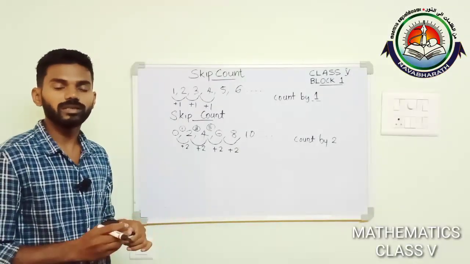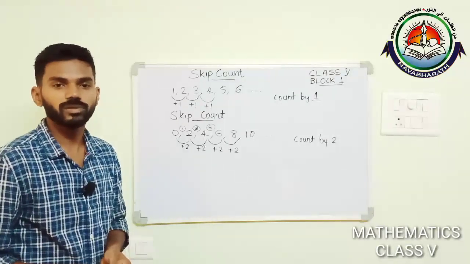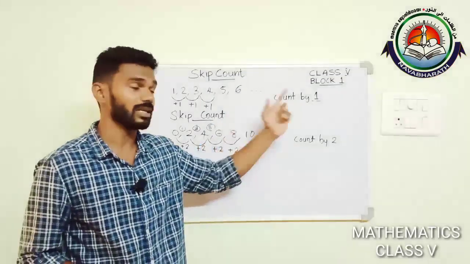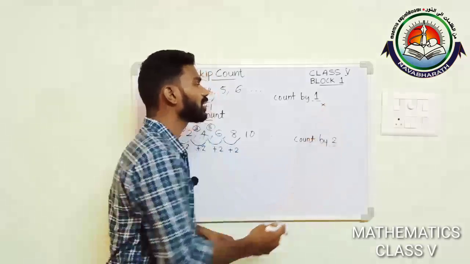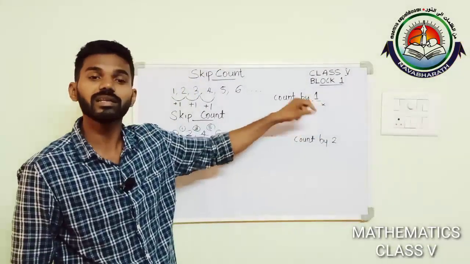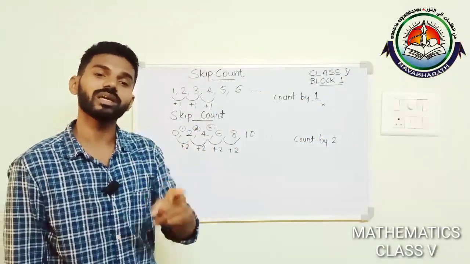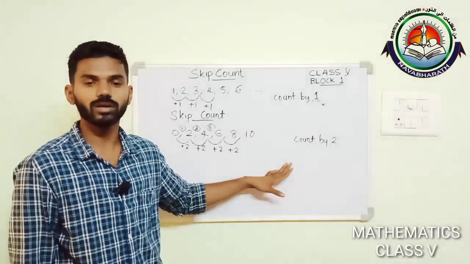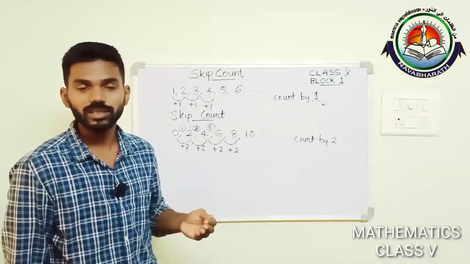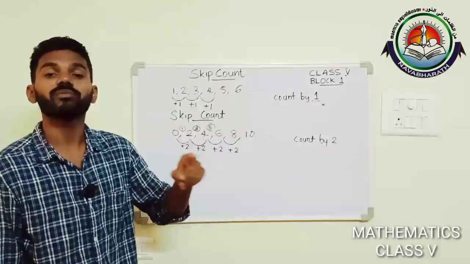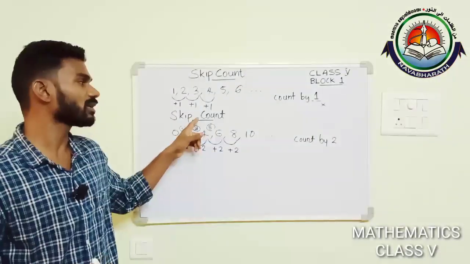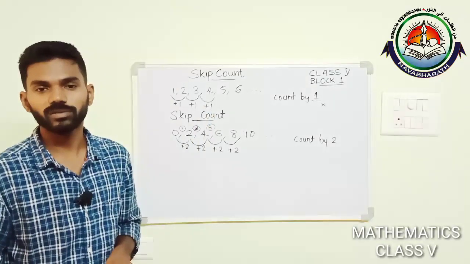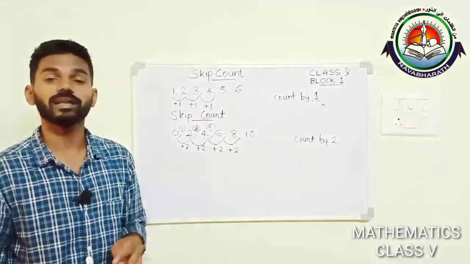So, when are the numbers skipped off? If you are counting by any number other than 1, then it would be a skip count, because on such countings there would be certain numbers missing. Clear? I hope you are clear about skip count. Now let's take another example.